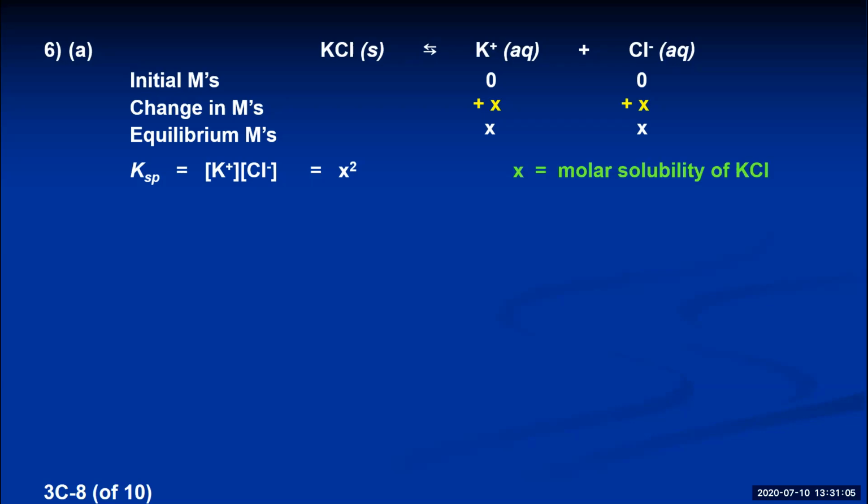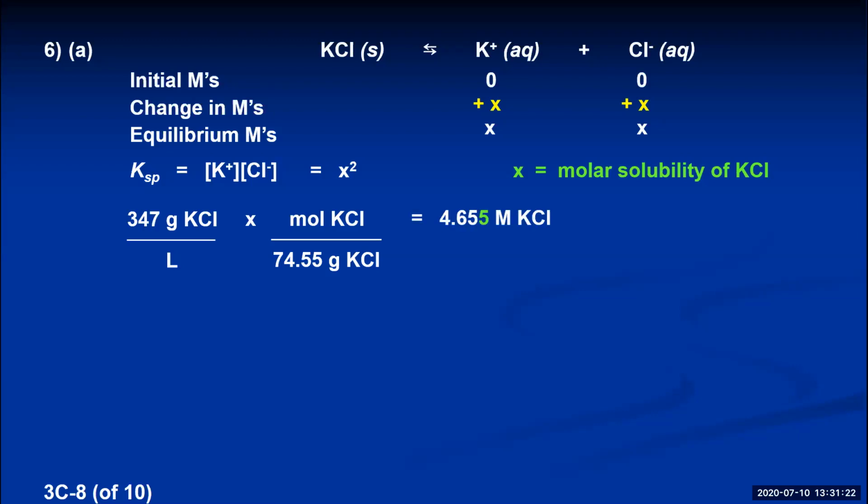So if X is the molar solubility of KCl, all we have to do is switch the solubility from grams per liter into moles per liter by using KCl's molar mass. 74.55 grams on the bottom, mole on the top, and that'll give us the moles per liter as to how much KCl is dissolved, which is 4.655 molar. So that has to be the value for X. So the KSP is going to be 4.655 squared, which comes out a really big number.